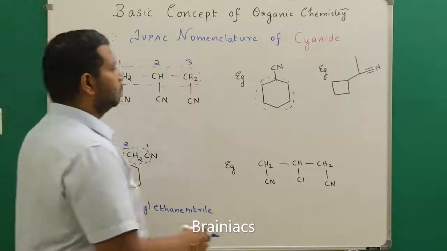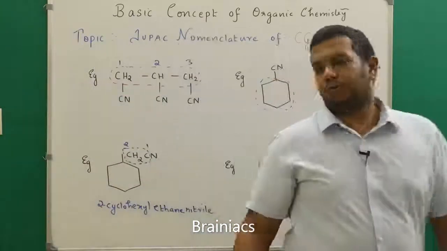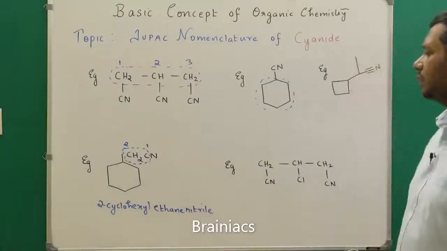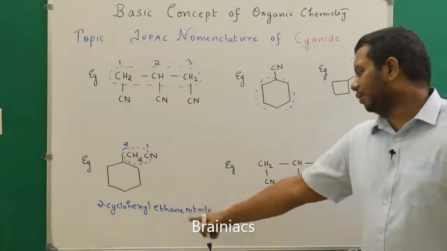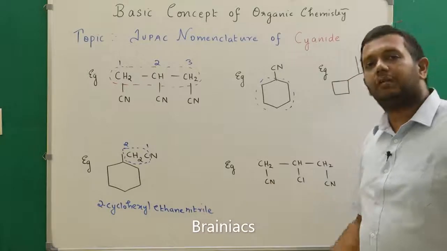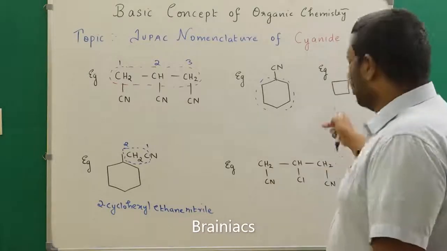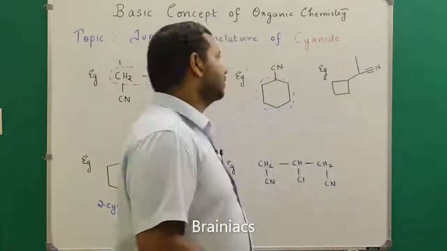Next we will try to do this question. Are you able to see this? The answer is 2-cyclohexyl ethane 1 nitrile. You can say ethane 1 nitrile or ethane nitrile. Both are correct. Now coming to the last example here.